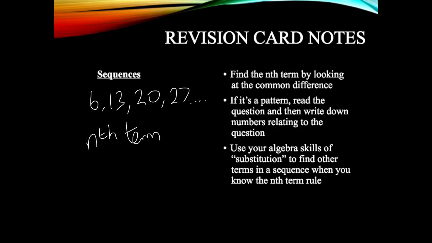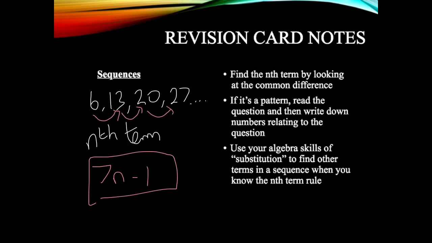And remember, what we're doing is looking for the pattern. What's it going up in each time? In this case it was going up in 7s, so we write down 7n. And what do I need to do to get from 7 to 6? I take away 1. So this one has got the nth term 7n minus 1.